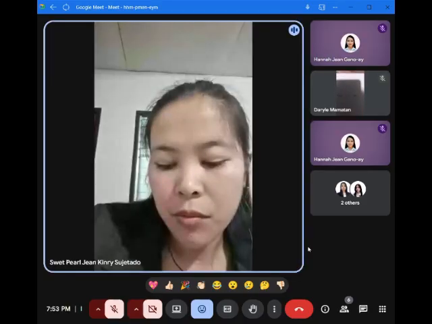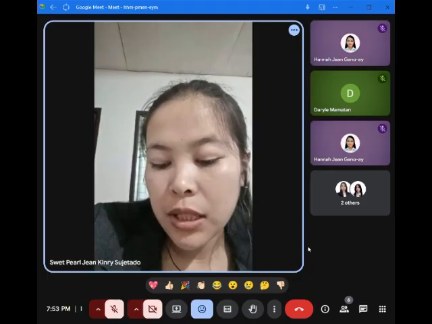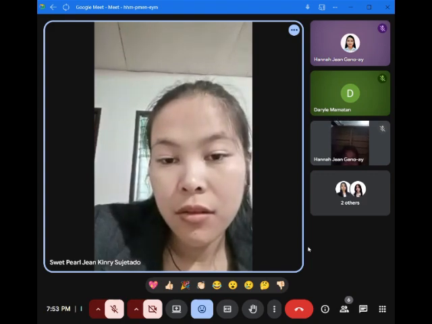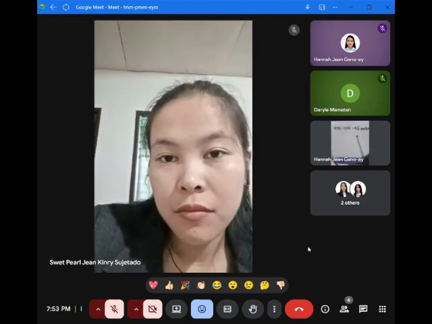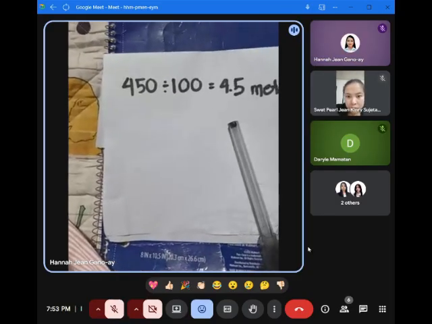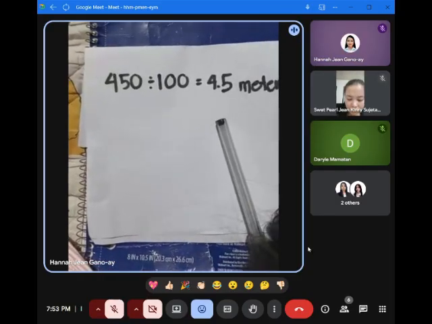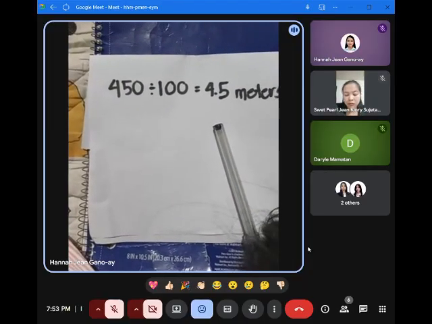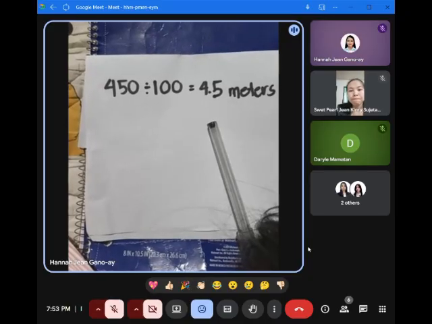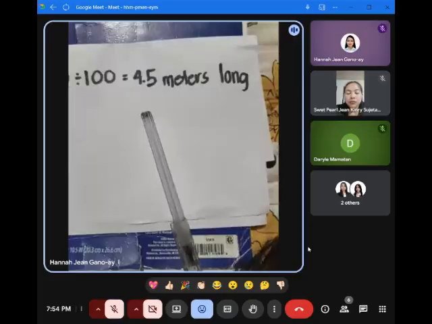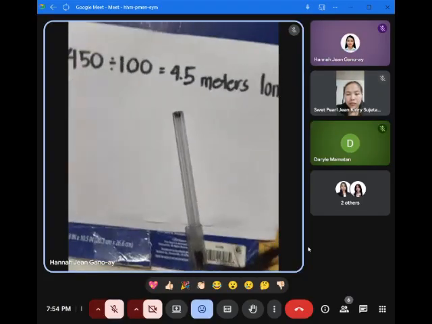Thank you, Mr. Mamatan. And please proceed, Ms. Ganuay. Okay, so since we are converting centimeters to meters, we divide by 100. So 450 divided by 100 is equal to 4.5 meters long, ma'am.